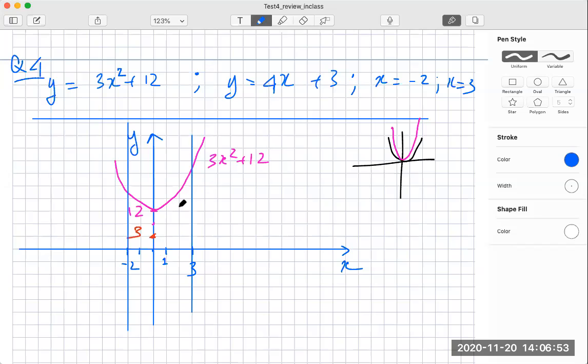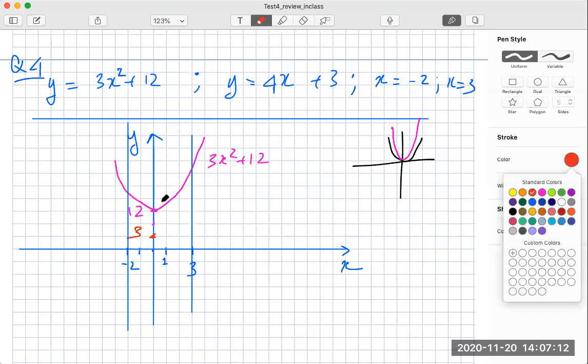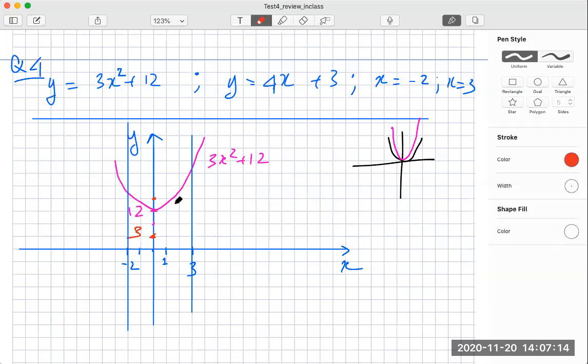Okay? Now at x is equal to 3, what is the value of this curve? 15, yes, very good. So 15 should be somewhere here. So at 3 it is 15. Then we connect the line here. Okay. Then we know that this line is 4x plus 3.